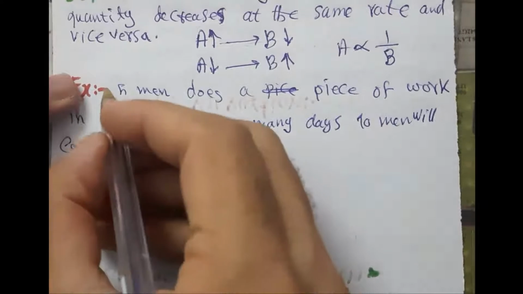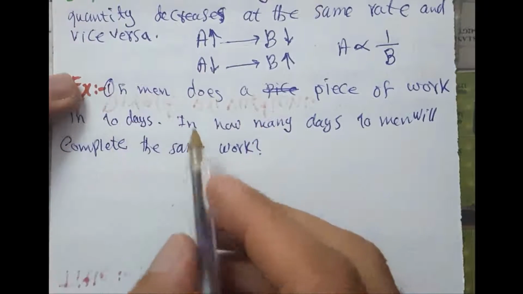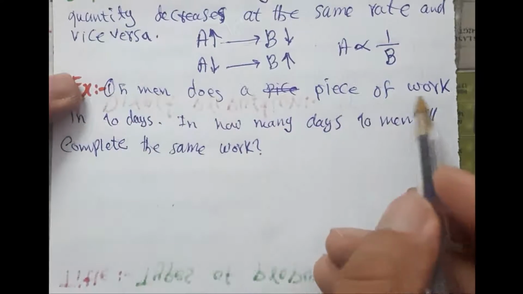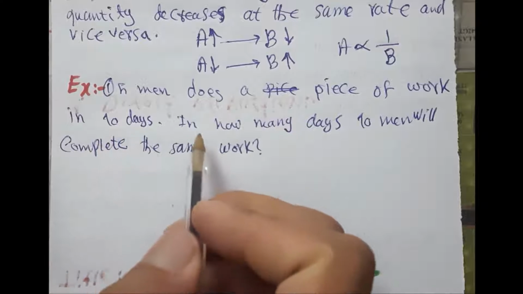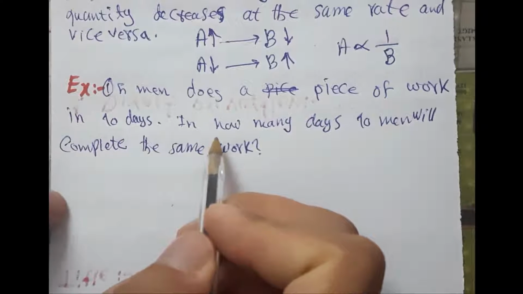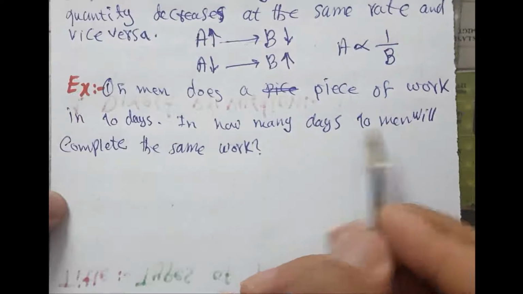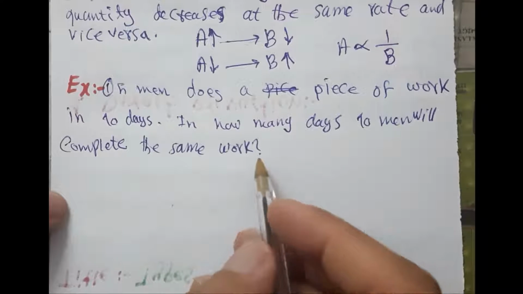Example 1. 5 men do a piece of work in 10 days. In how many days will 10 men complete the same work?